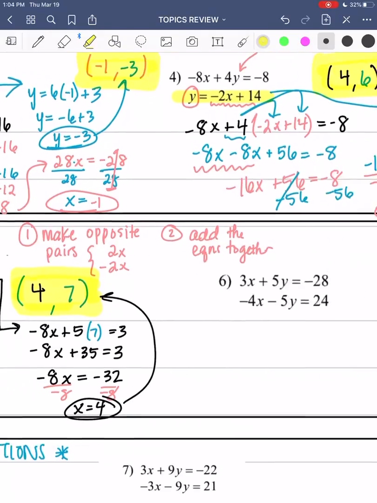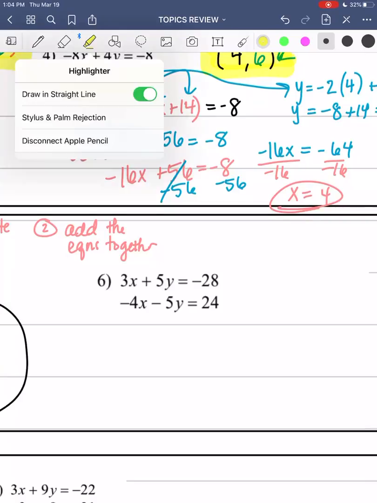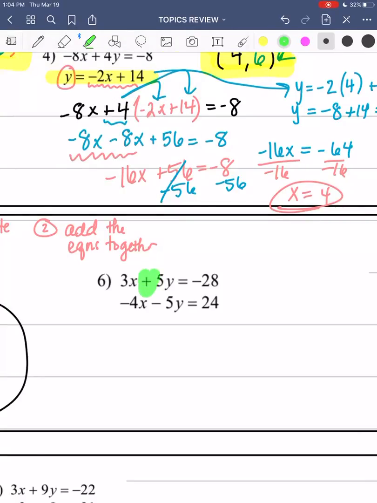Okay. One more of these, looking for a pair or opposite pairs, and we have it. We have plus 5y and minus 5y. So we are ready to add. Here we go. We're going to add the two equations together. Okay, 3x plus negative 4x. That's just 3x's minus 4x's. Well, that's taking away more than I have, so that leaves me with minus 1x.